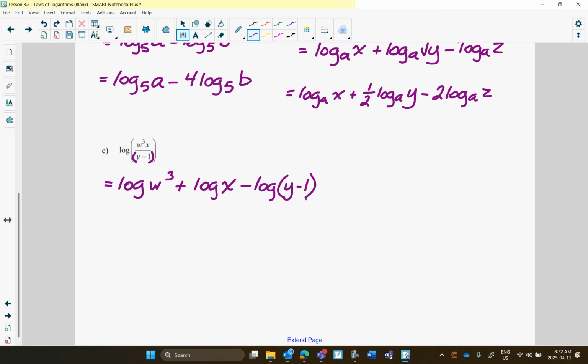Do I have any exponents to change? Yes. The first one, I have to drop it in front. So I get 3 log w plus log x minus log of, in parentheses, y minus 1. Remember, you need parentheses.